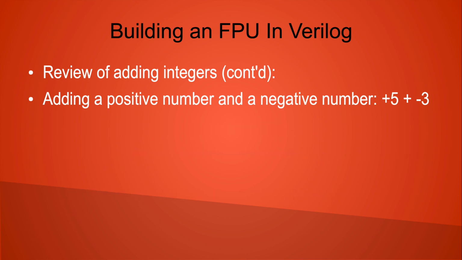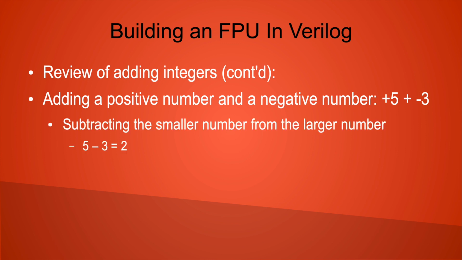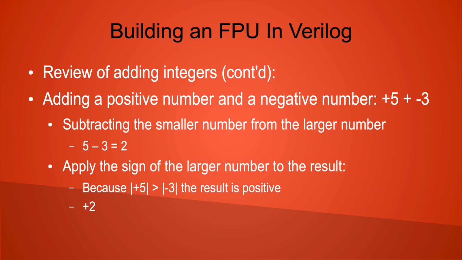Similarly, to add positive 5 plus negative 3, we subtract 5 minus 3 to get 2. And because the sign of the number with the larger magnitude is positive, that is because the absolute value of positive 5 is greater than the absolute value of negative 3, we add a plus sign to get positive 2.